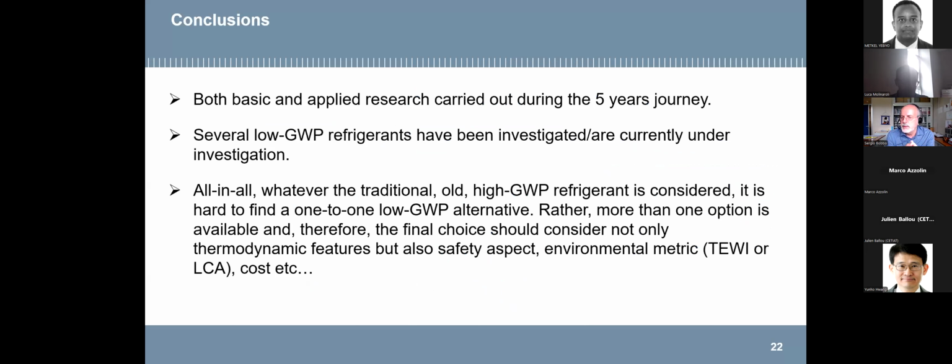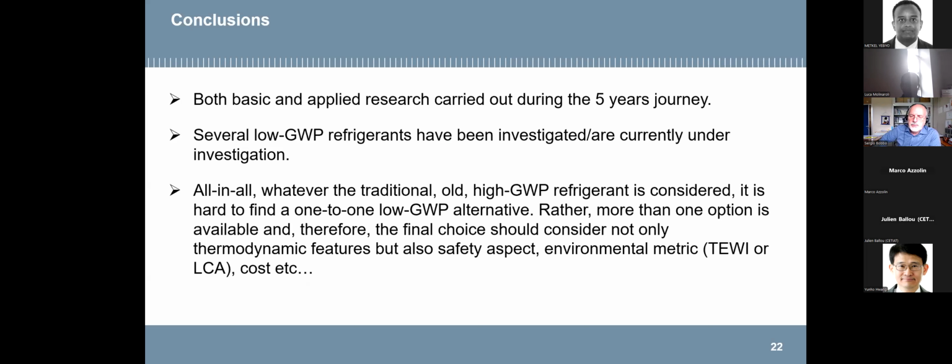So to conclude the part regarding the Italian contribution to the study of heat pumps, we can say that we performed both basic and applied research studying the thermophysical properties and heat transfer properties of the refrigerants and their application in heat pumps. We investigated several low-GWP refrigerants, and they are still under investigation.